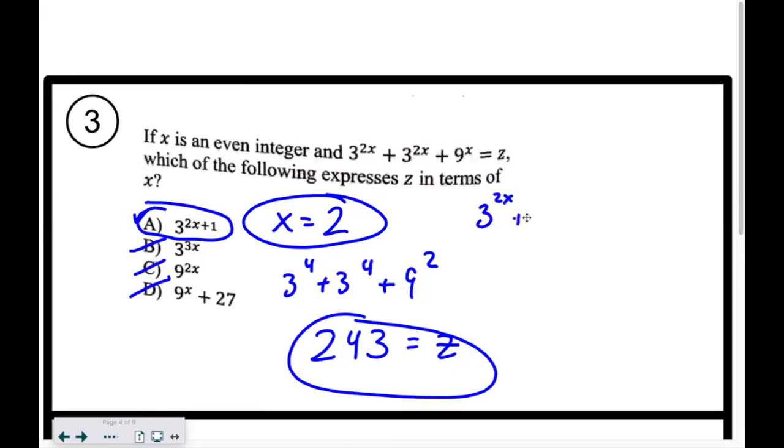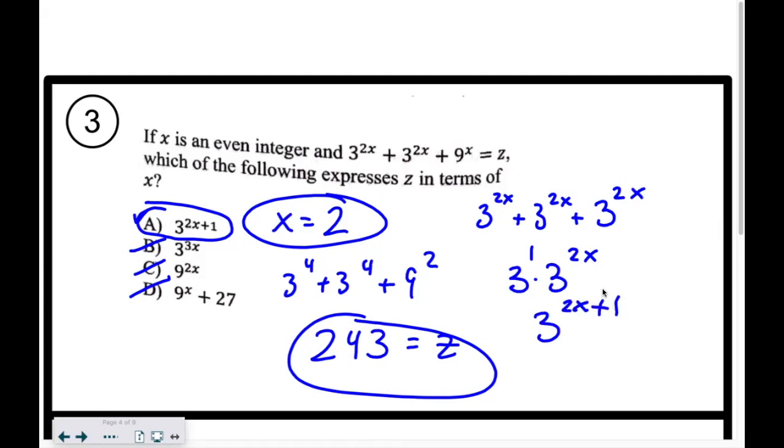do 3 to the 2x plus 3 to the 2x plus 9 to the x, which can be thought of as 3 to the 2x as well, because 3 squared is 9. And then if I have 3 of those, that's like 3 times 3 to the 2x. And then this is an exponent of 1. And when you multiply like bases, you add your exponents. So you get 3 to the 2x plus 1. So either way, we get 3 to the 2x plus 1.